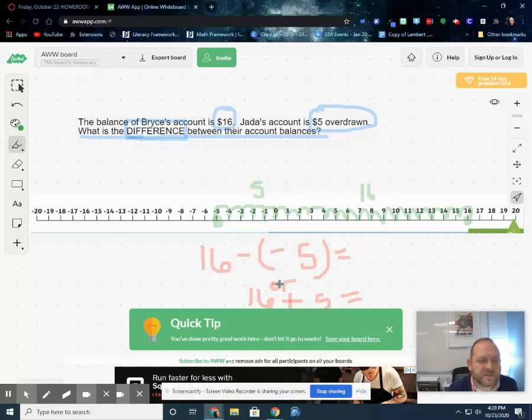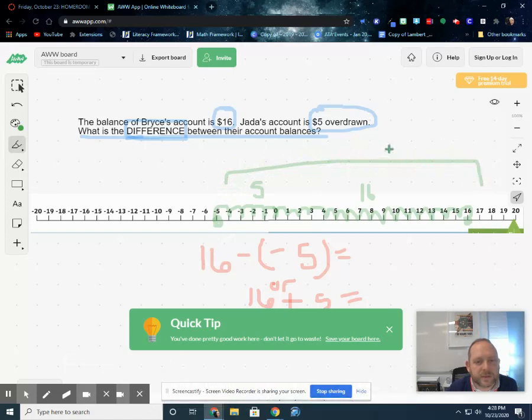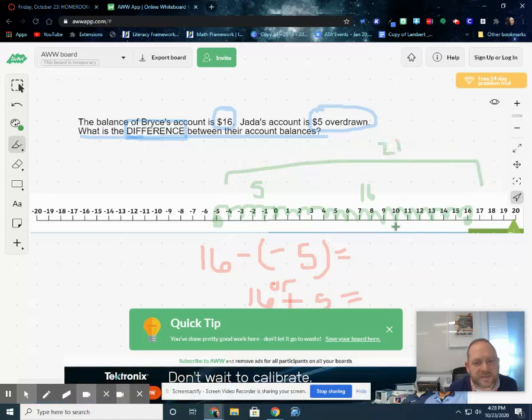Okay, we got our 16 plus 5. There we go. So I've got 16. This would be 17, 18, 19, 20, 21. So 21 total spaces. And that is going to be our answer today. The amount in between, or the difference in the amounts between these two accounts, is $21.